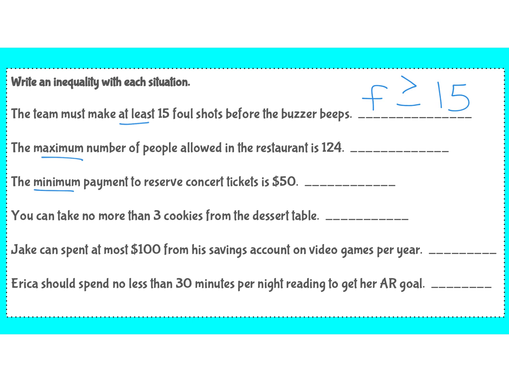So this one here, the maximum number of people allowed in the restaurant is 124. Okay, so we're talking about people, so I'll use a P. You could use X's for all of these, by the way. So the maximum number of people allowed is 124.